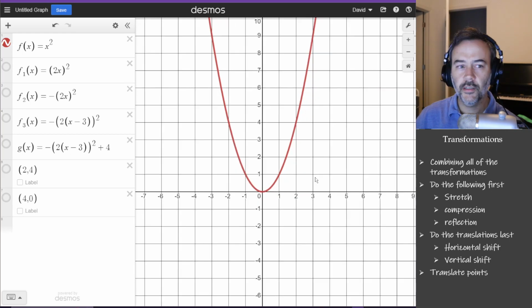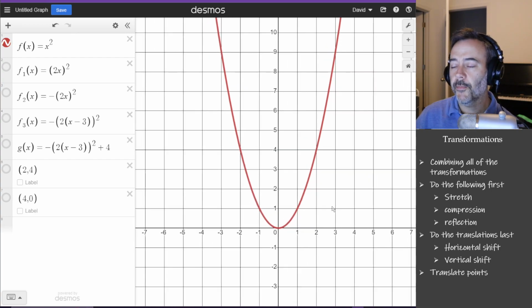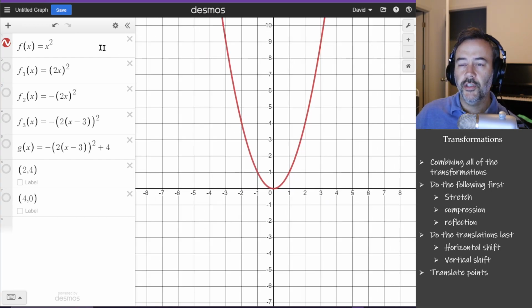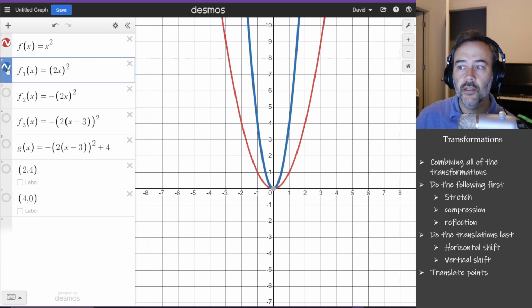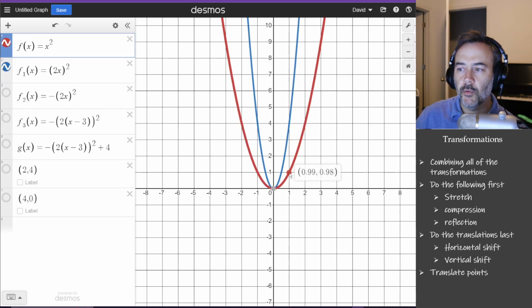I think that'll be a little bit easier to read on the screen. Okay. The original function is f of x equals x squared. Multiplying by 2 on the x squishes it inward. This was 2 comma 4, and that became 1 comma 4. And 1 comma 1 became 1/2 comma 1.